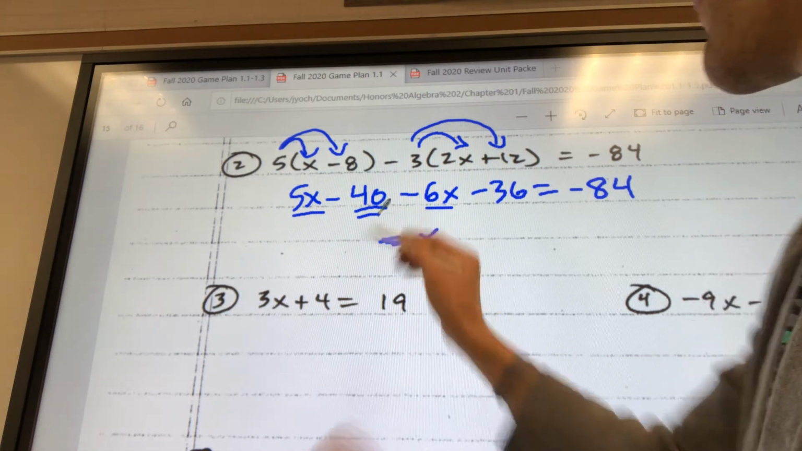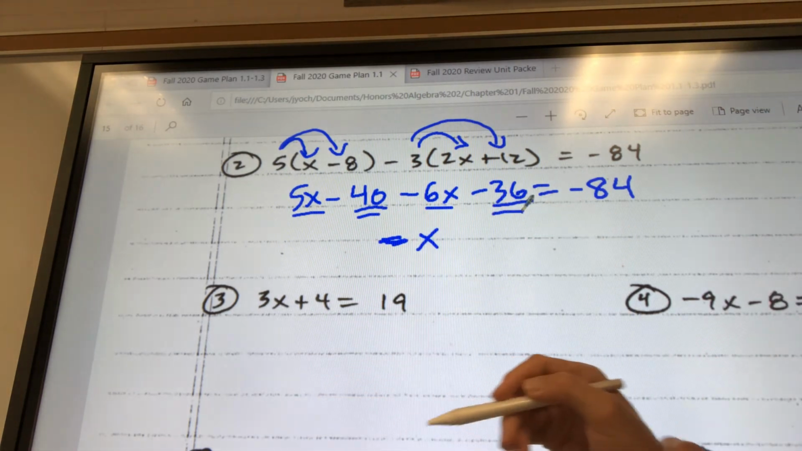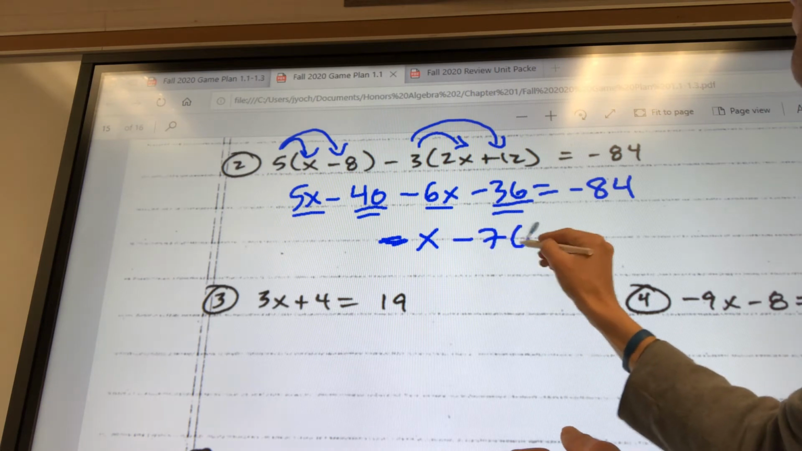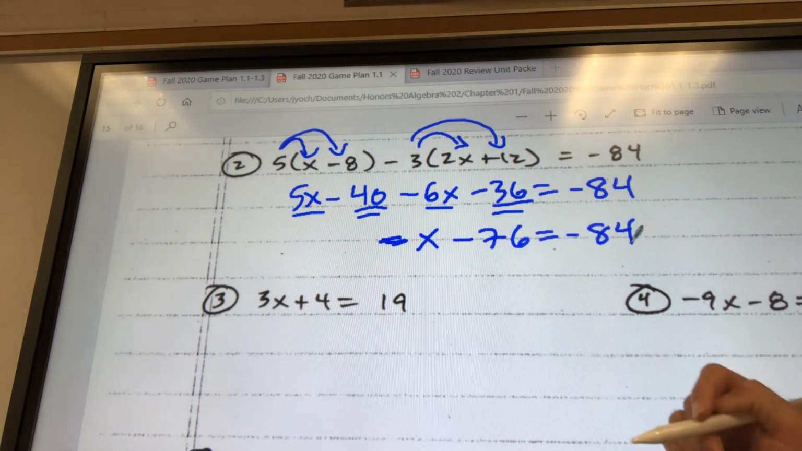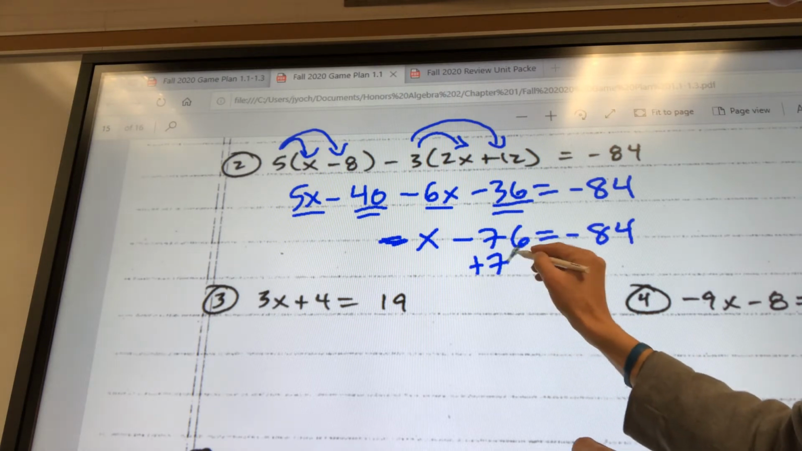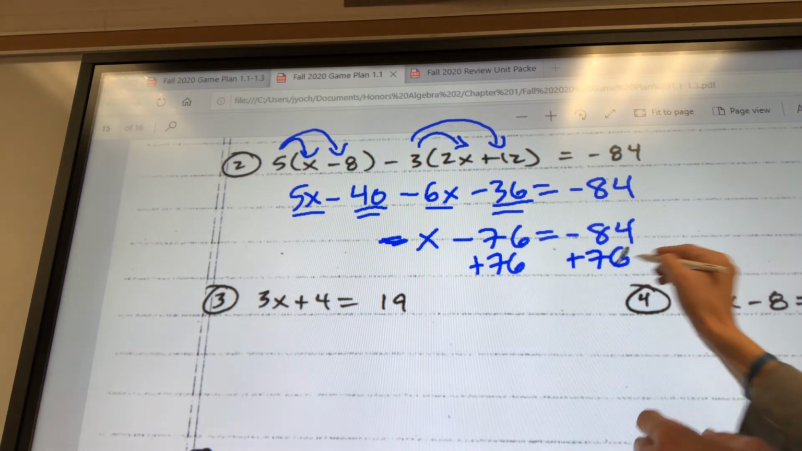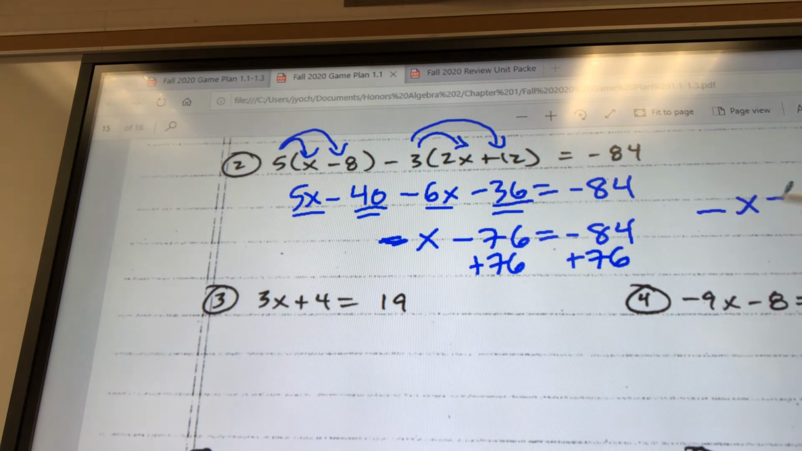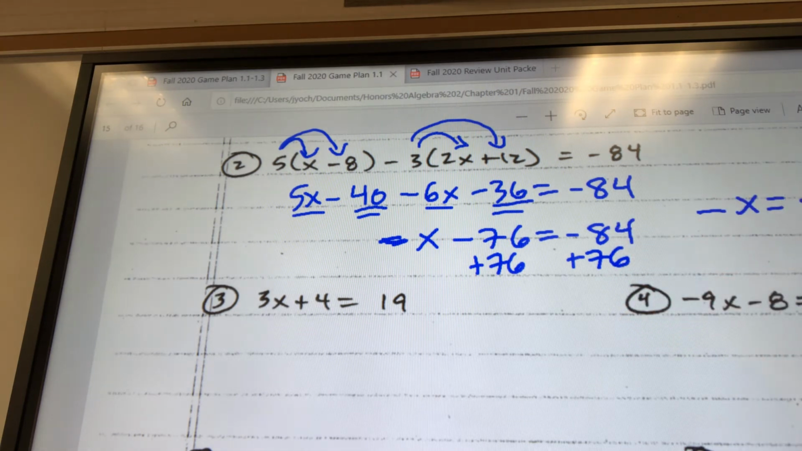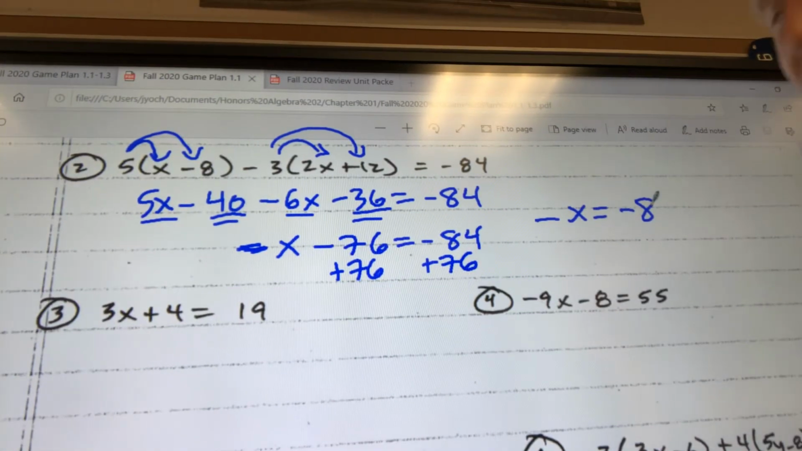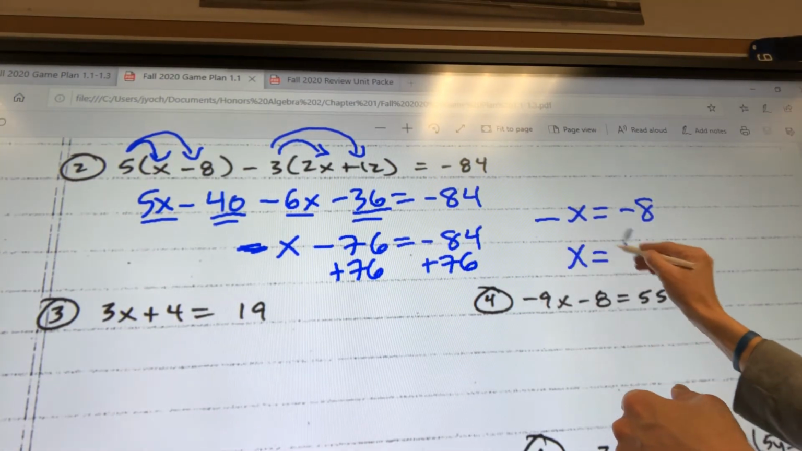I was in debt 40, then I lost 36 more. I'm in debt 76. Negative x minus 76 is a negative 84. I'm going to do the opposite of subtracting 76. I'm going to add 76. Negative x is equal to negative 8. So if the opposite of x is a negative 8, then x has to be a regular positive 8.